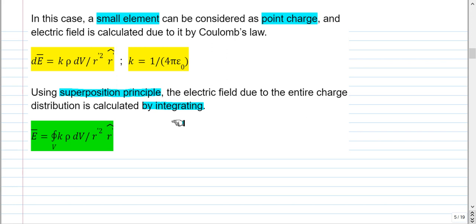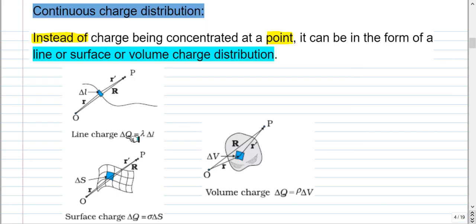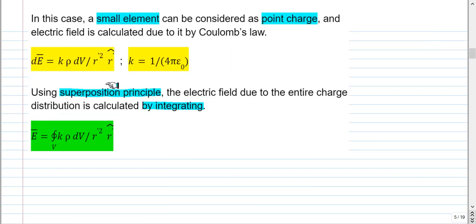To find the electric field due to this entire volume, we have to add electric field due to all the elements. We have to take elements everywhere, find electric field due to the individual elements and add them up. This adding of electric fields to get the net electric field is possible because of the superposition principle. Using superposition principle, the electric field due to the entire charge distribution can be found by integrating. So the electric field due to the entire volume is the volume integral of this elemental electric field, that is K into rho dV by distance square into r prime cap.